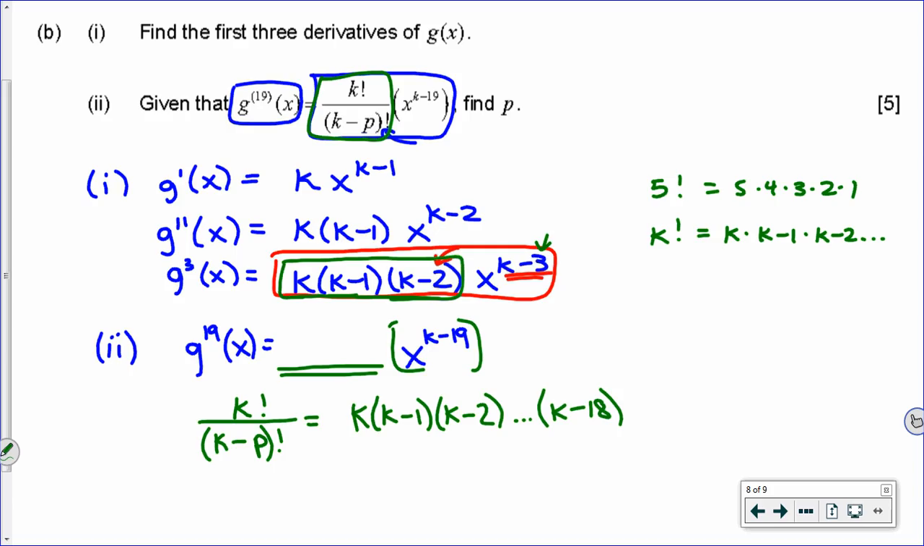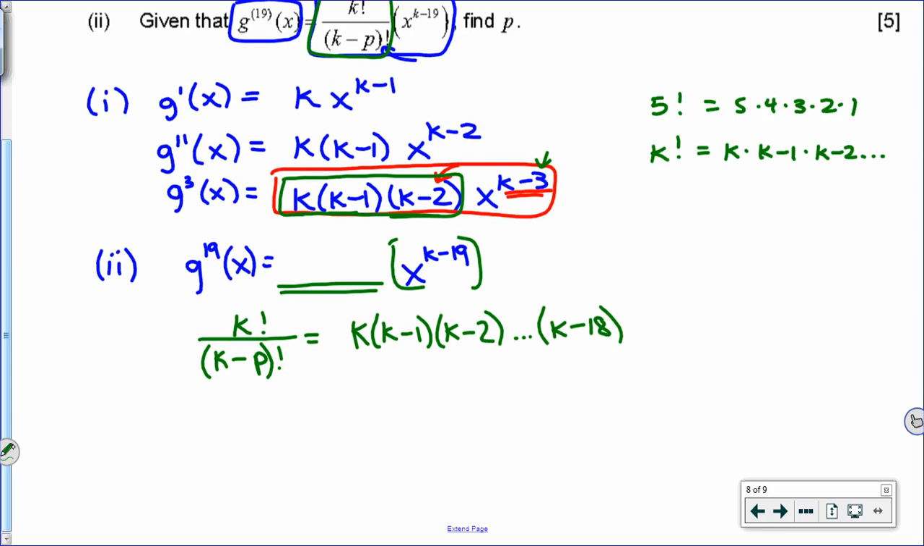So I've set up this little equation where I have 2 things I know must be equal. One of them has p in it. That's what I'm going to attempt to solve. And now I'm just going to try to get that p by itself, because that's what I'm trying to solve for. So I'm going to move the k minus p factorial to the other side of the equation. So I'll put it first, k minus p factorial. And then there's k minus 1, k minus 2, dot, dot, dot, all the way up to k minus 18.